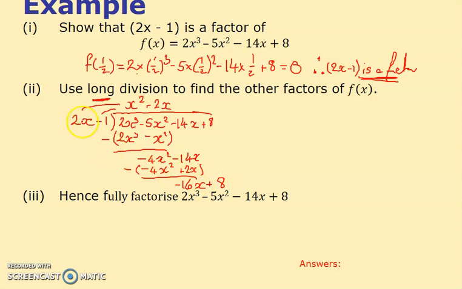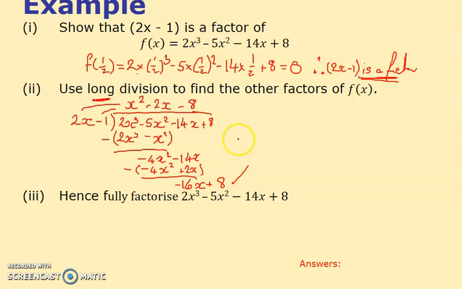At this stage, you're hoping to get the answer, so you get the same thing. So 2x times minus x will give me that. And minus 1 times minus 8, yeah, that works. That will give me minus 16x plus 8.